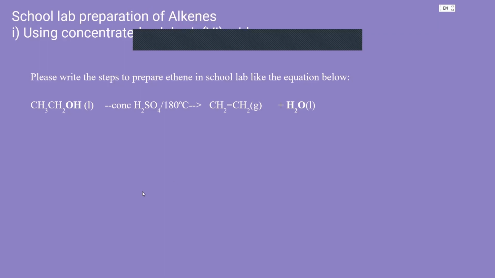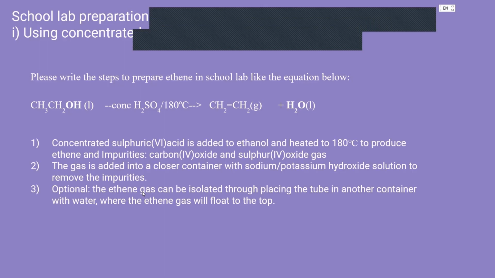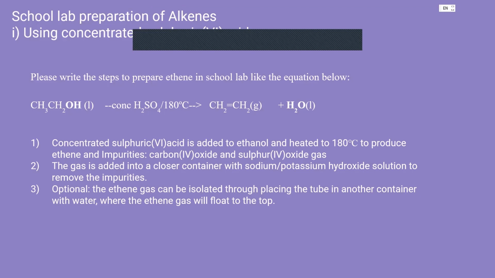I'm pausing the video right now. Here's the answer. First, we want to add concentrated sulfuric acid. Please ensure that you remember it is concentrated sulfuric acid. It must be concentrated. Otherwise, it will not be strong enough to produce the reaction. It is added to ethanol and then heated to 180 degrees Celsius to produce ethene and impurities. The impurities are carbon oxide and sulfur oxide gas.